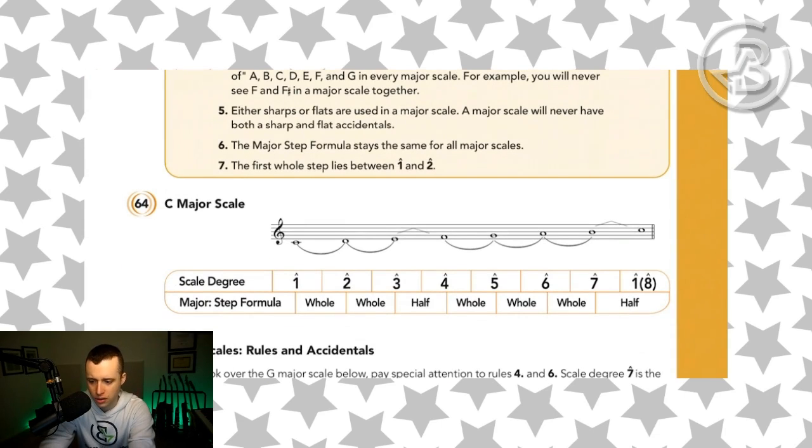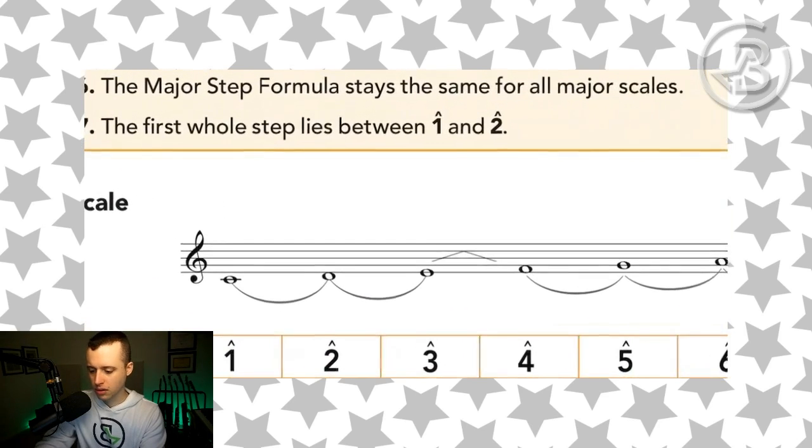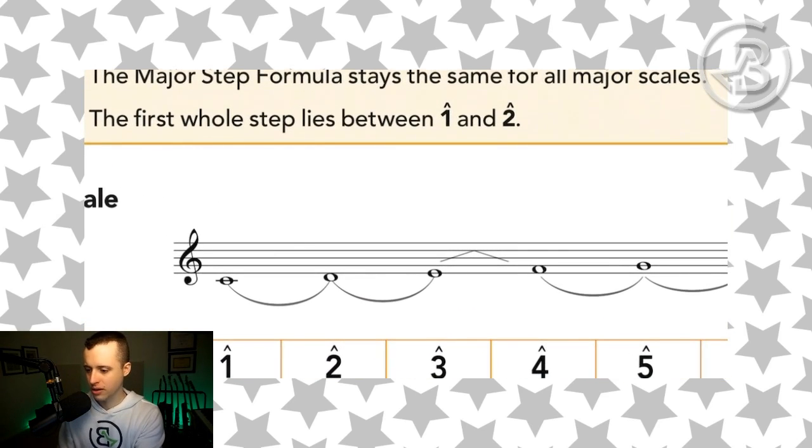Neither flats nor sharps are used in a major scale. A major scale will never have both flats and sharp accidentals. And here we see that in the C major scale, there are no sharps and there are no flats. That's totally okay too. Now we know that the major step formula stays the same for all major scales. Sure enough, we can see here we have whole, whole, half, whole, whole, whole, half. And this is the important thing to remember: the first whole step of the major scale step formula happens between scale degree 1 and scale degree 2. So sure enough, we can see that we have scale degree 1, that's C.